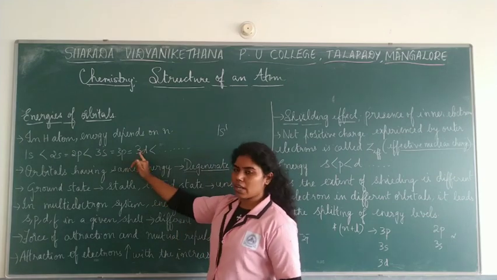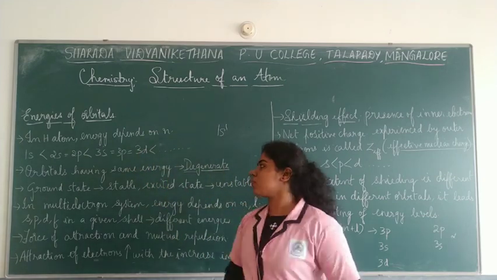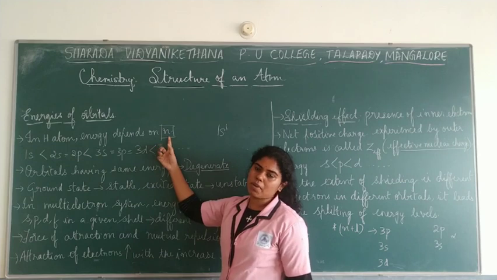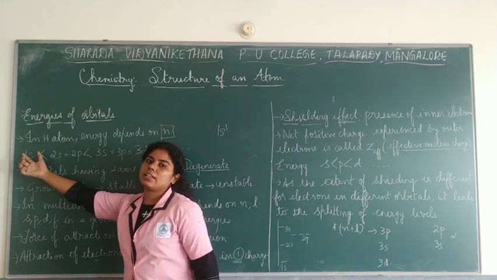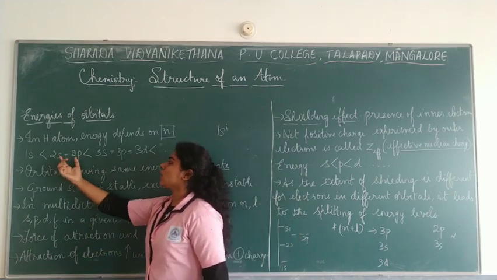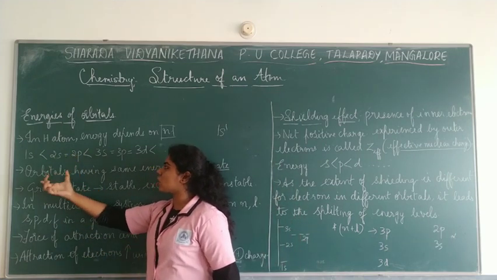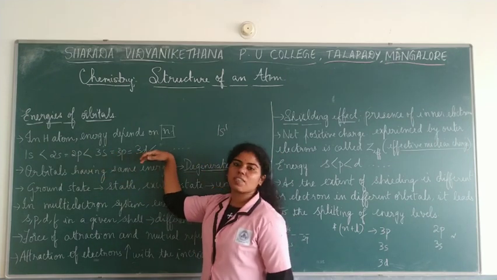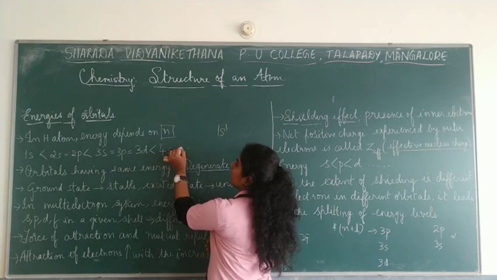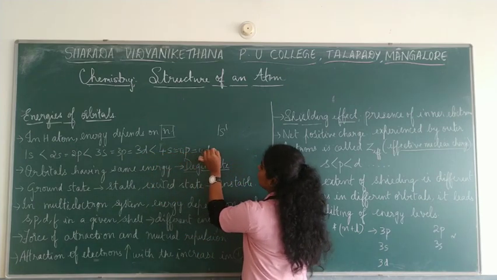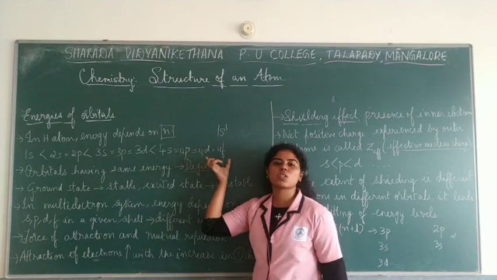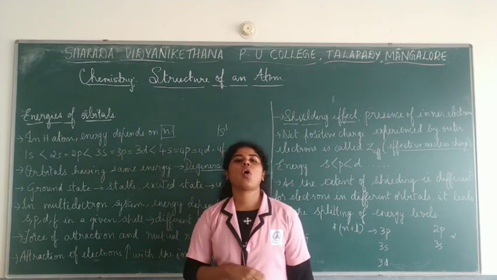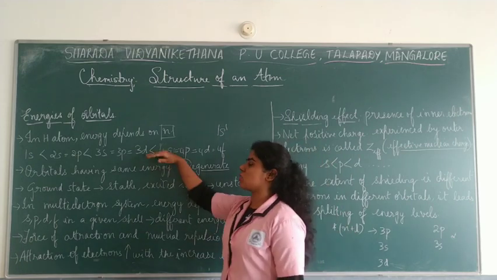Let me come to it. But talking about hydrogen, which has only one electron, the energy depends on n, the principal quantum number. So in the first shell, 1s will have the least energy. Then 2s and 2p orbitals will have equal energy. In the third shell, where the principal quantum number n is equal to 3, all these orbitals will have the same energy. In the same way, 4s equals 4p equals 4d, so all these orbitals will have the same energy. So in a hydrogen atom with one electron, the energy depends on the principal quantum number.